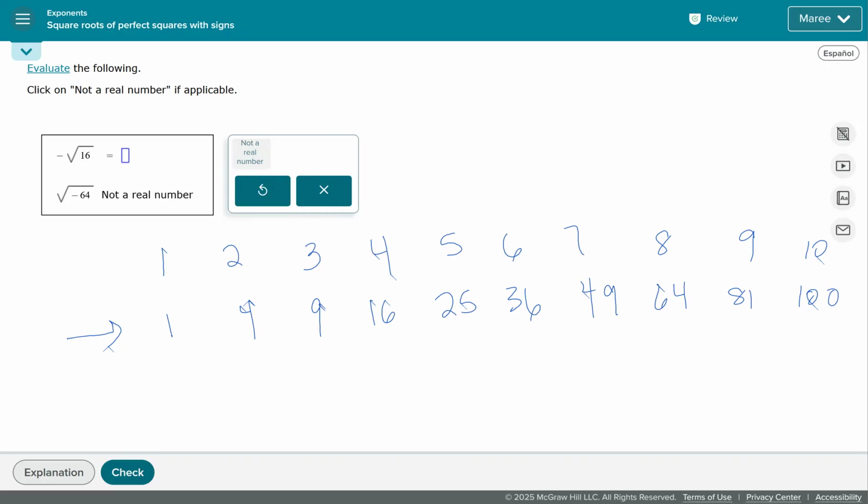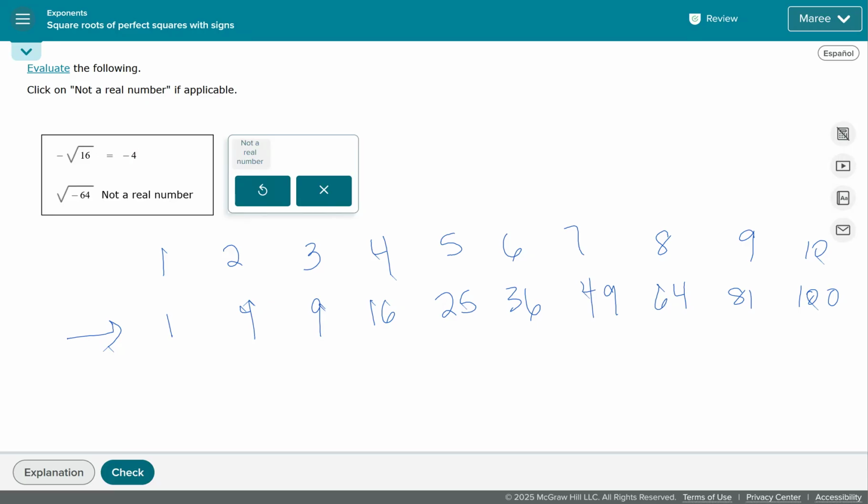If the negative sign is outside the square root, then your answer will be a negative number. So square root of 16, we come down, we find 16 in our list of perfect squares, and the number above it is 4. So the square root of 16 is 4. So this first one would be negative 4. So when the negative sign is outside the square root symbol, then you include the negative sign in your answer.